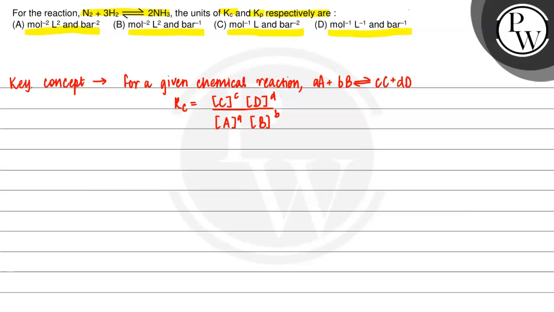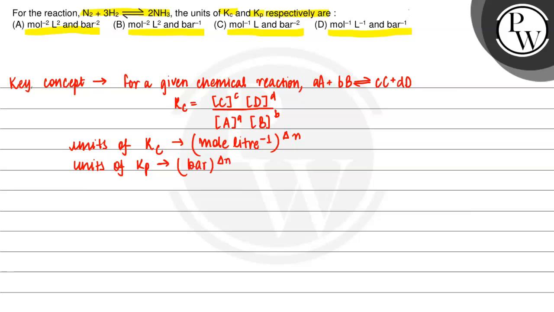Now if we find out the units of Kc, we know that units of Kc is (mole liter inverse) to the power delta n, and units of Kp is bar to the power delta n, where delta n is the difference between the total number of moles in product and reactant side.